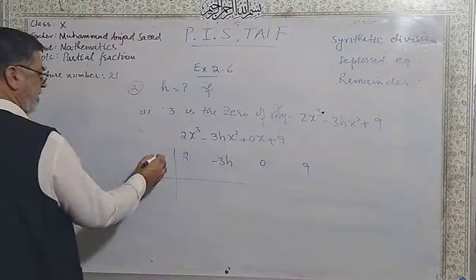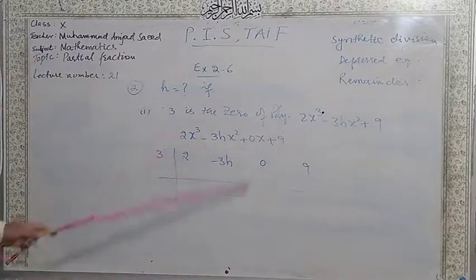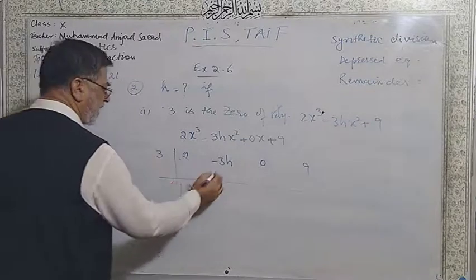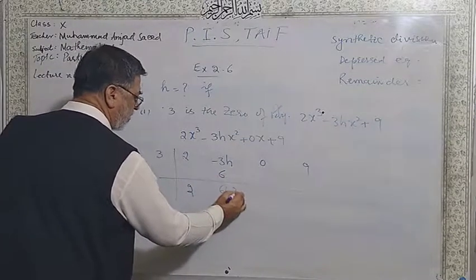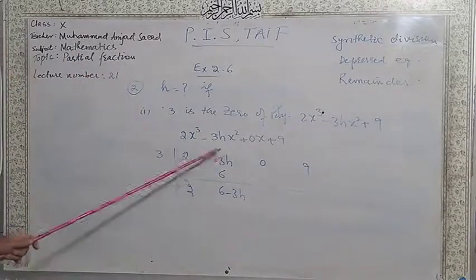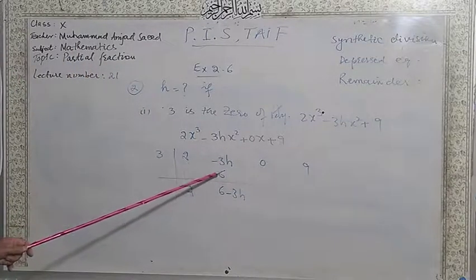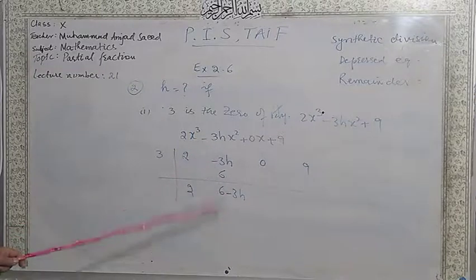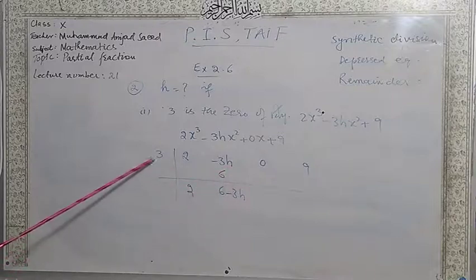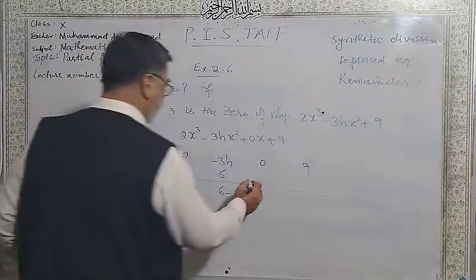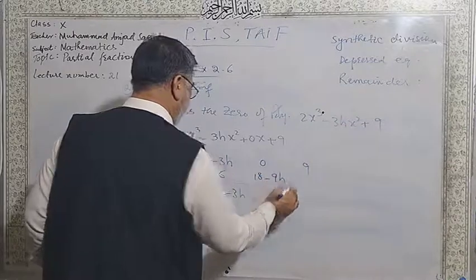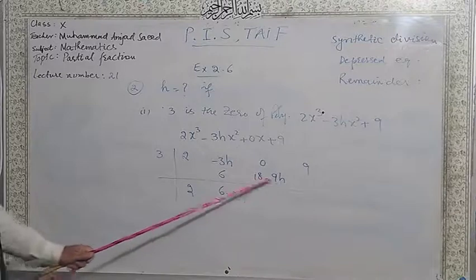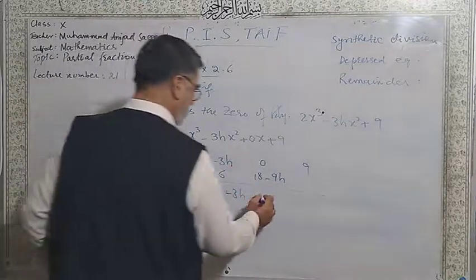It is given that 3 is the zero of the polynomial. Bring 2 as it is, 3 times 2 is 6. Here will be 6 minus 3h. Don't write down 3h with 6. It is minus 3h, this is 6. They are different terms. Don't add and subtract them, simply write down 6 minus 3h. Again you multiply 3 times 6 is 18 minus 9h, and add them.